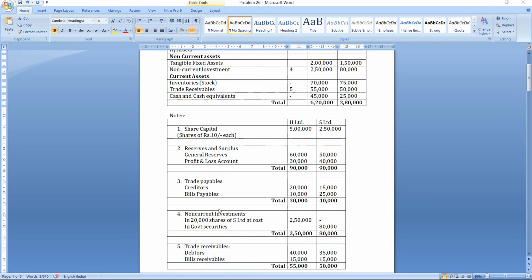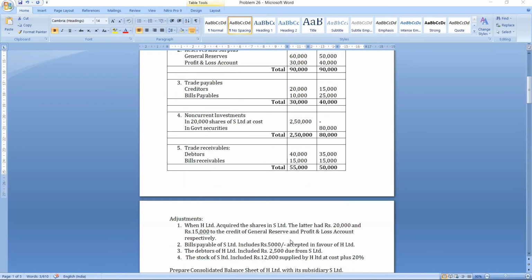Trade receivables, note number 5. Debtors 40,000 for H Limited and for S Limited 35,000. Bills receivable 15,000 each. Then cash you have 45,000 and 25,000. So this is the information given in the balance sheet.